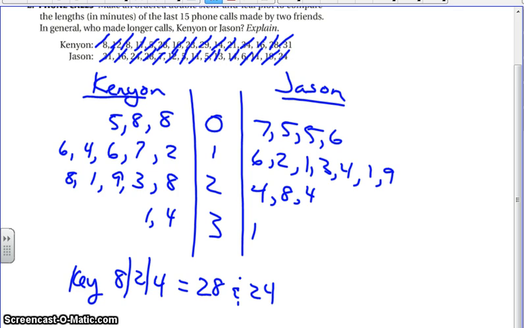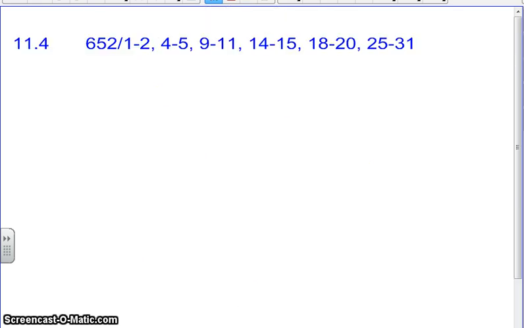And we didn't even put this in an ordered way, right? We don't even need to put it in an ordered stem and leaf. We can leave it as is, unordered. But you can see more leaves for Kenyon are falling in the 30s and the 20s, right? And Jason has a lot more in the 10s and 0s. So, very good. So the answer is Kenyon made the longer phone calls. Okay? And there you go. Have fun.